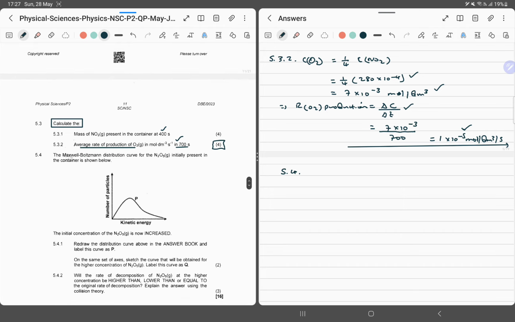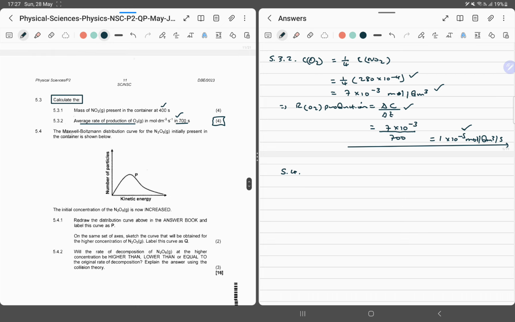5.4 says the Maxwell-Boltzmann distribution curve for the dinitrogen pentoxide gas initially present in the container is shown below. All right, that was the initial stuff. Now it says the initial concentration of the dinitrogen pentoxide, sometimes we call this one a nitrogen anhydride, or just simply nitrogen pentoxide, is now increased. Once we increase the concentration, what happens to the molecules?